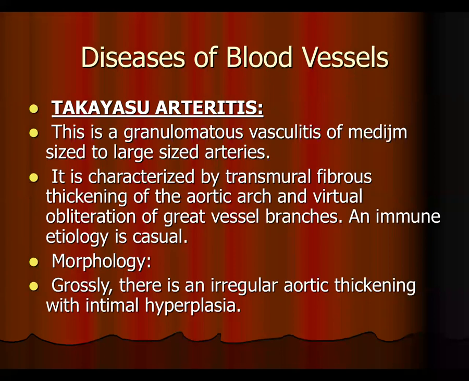So changes can occur within the blood vessel wall. There are morphological changes that occur in these cases. Grossly, there is irregular aortic thickening, and there can also be intimal hyperplasia. The thickening occurs due to the formation of intimal hyperplasia.